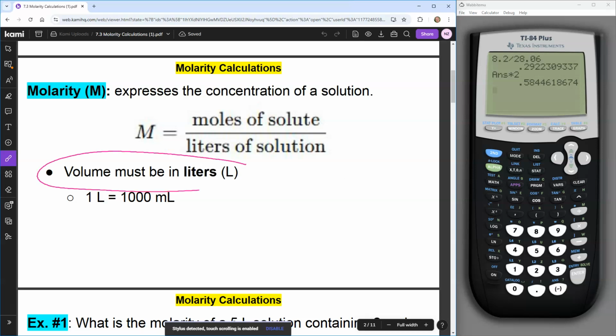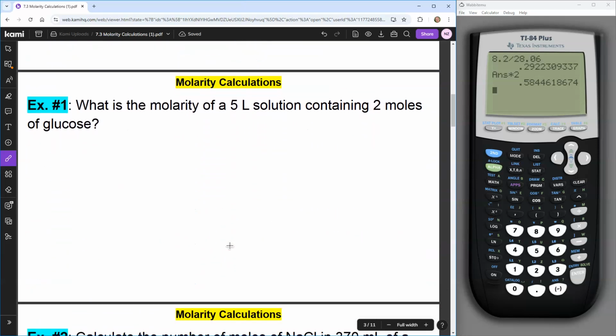Now, really important, your volume has to be in liters. It cannot be in milliliters. So if you get a question where you're given units of milliliters, you do need to convert it into liters, using the conversion 1 liter is equal to 1,000 milliliters. All right, so let's dive right in.